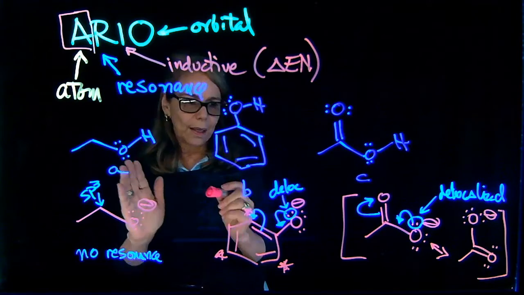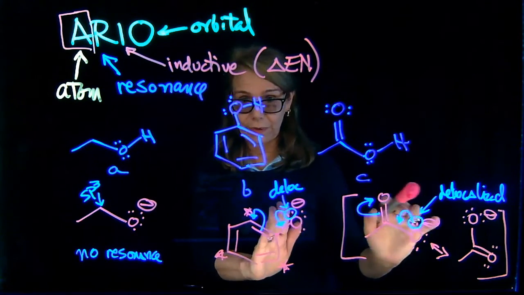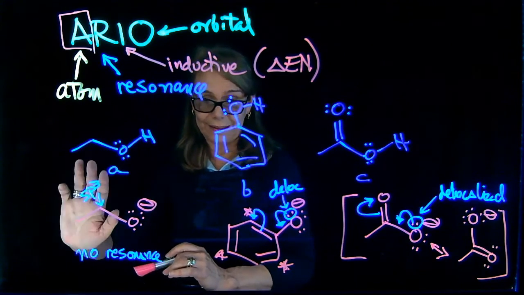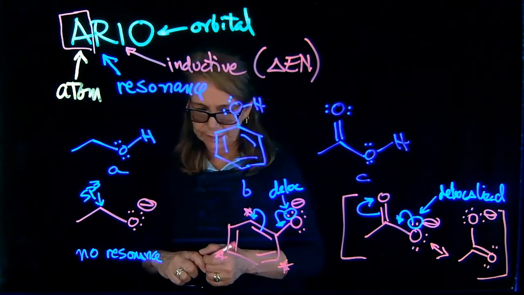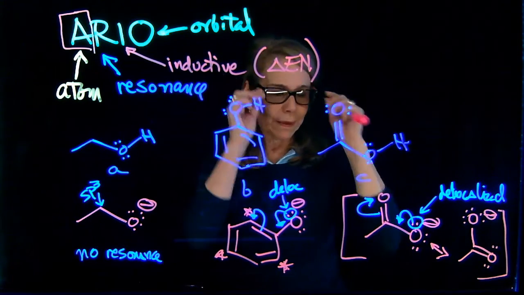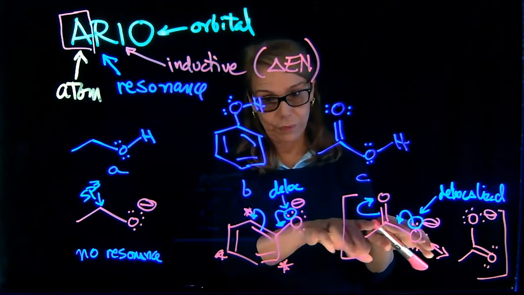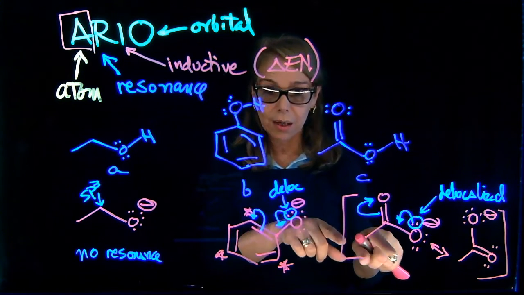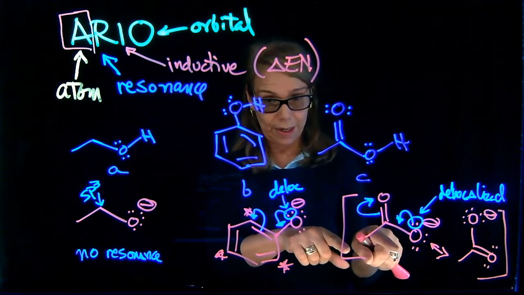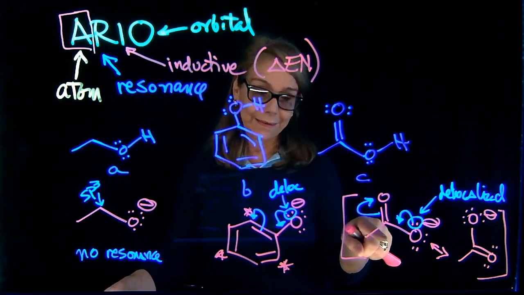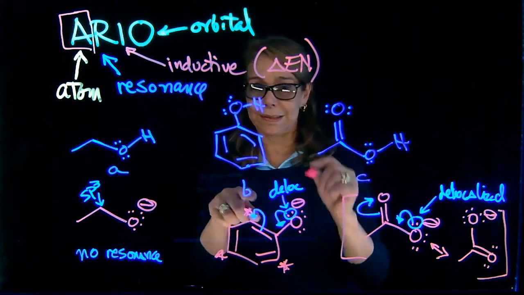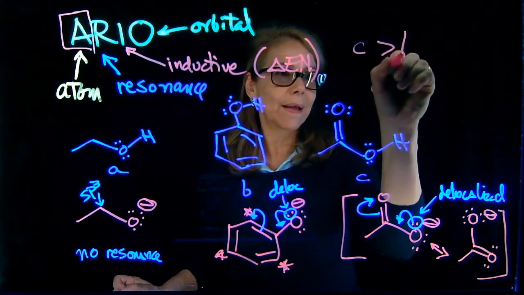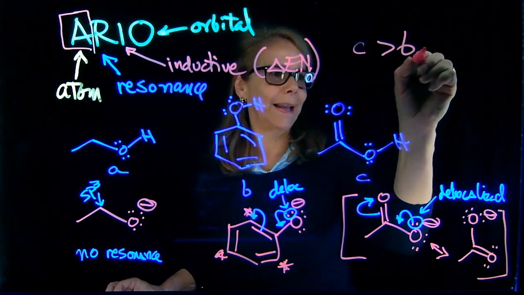So bottom line, these two have resonance, so they already are more acidic than that one, which has no resonance. So this is the least acidic at the end. A is going to be the least acidic. In between these two, the resonance structures contribute equally to the resonance hybrid, and the charges are on oxygen, so more stable than an ion. The carboxylic acid is a stronger acid, so ranking them, C is a stronger acid than B, and B is a stronger acid than A.